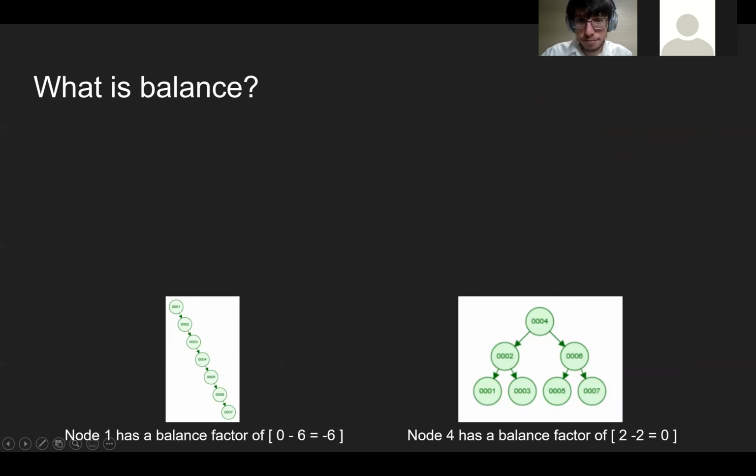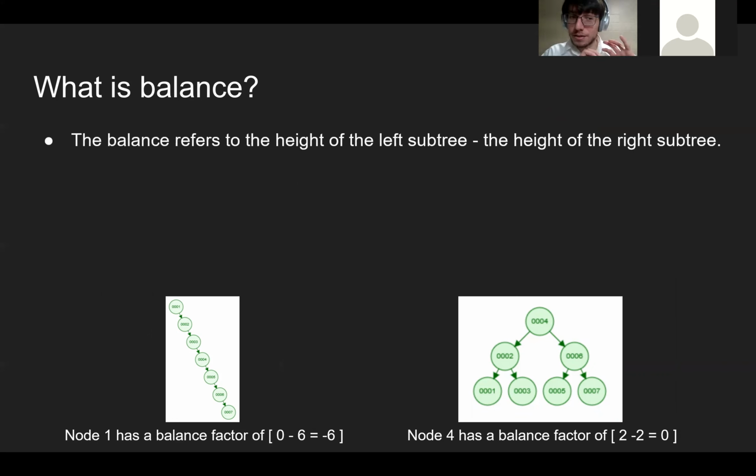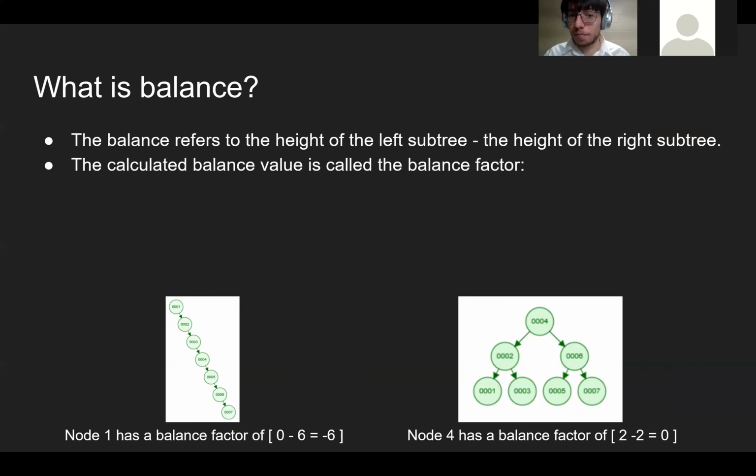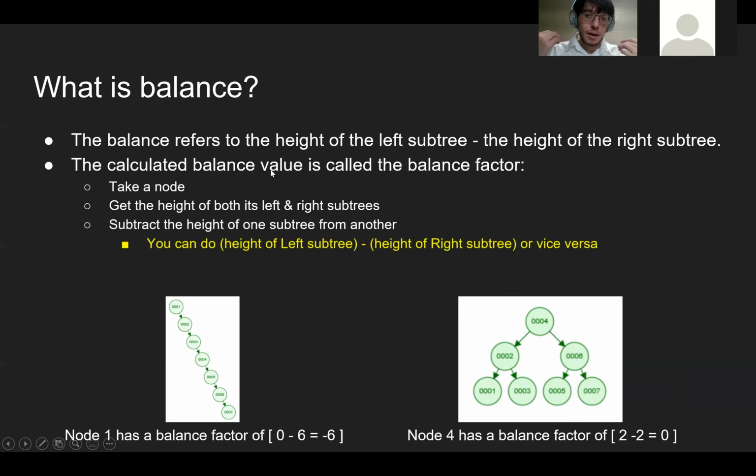So what's balance? The balance of the tree refers to the height of the left subtree minus the height of the right subtree, and this is true for every node. We calculate the balance value, and that's the balance factor. So the balance factor is just height of left minus height of right. You take any node, get the height of its left, get the height of its right, left minus right, and that's your balance factor. You could also do height of right minus height of left. The only thing that really matters is the magnitude of that number.